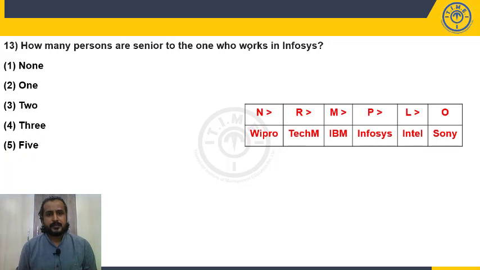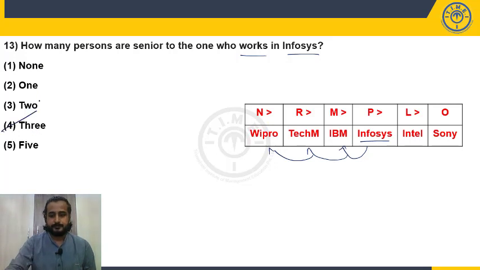How many persons are senior to the one who works in Infosys? 1, 2, 3 persons. So the answer is 3, choice 4. So choice 4. Okay.